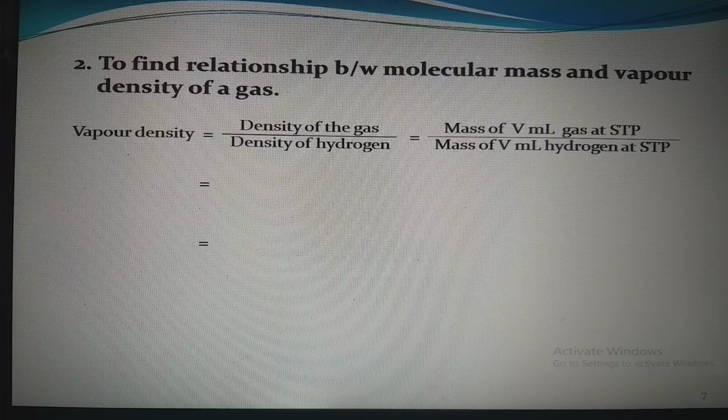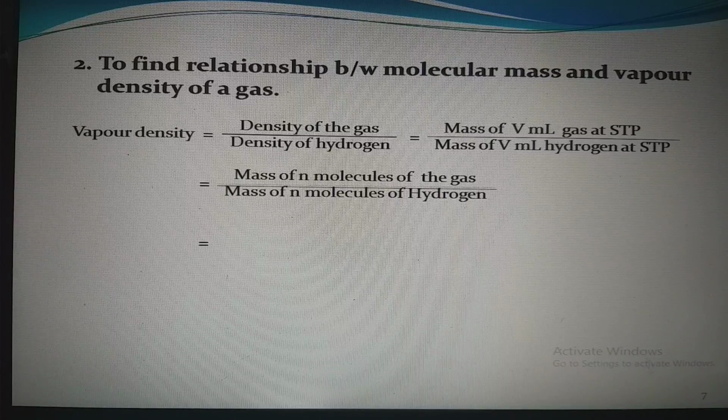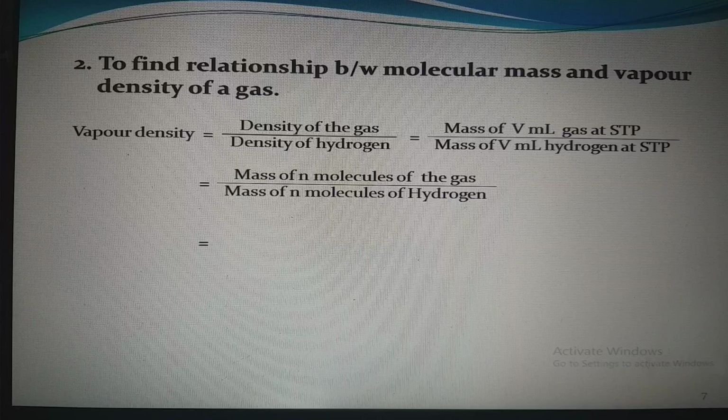Now, according to Avogadro's law, equal volumes of different gases at STP contain an equal number of molecules. Here, the volume of hydrogen and the gas which we have taken is V ml. Both are the same. So they will have an equal number of molecules. Let the number of molecules be n. So our formula becomes mass of n molecules of the gas divided by mass of n molecules of hydrogen.